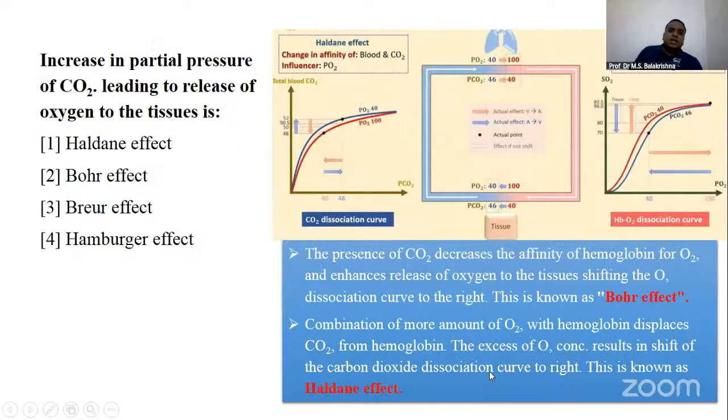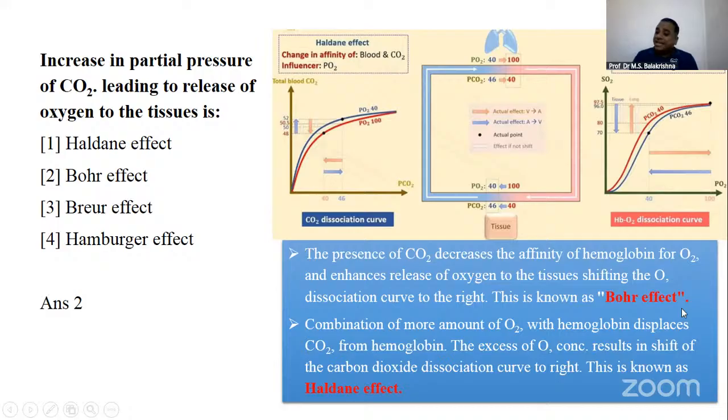Next question. Increase in partial pressure of carbon dioxide leading to release of oxygen to the tissues. Increase in PCO2, and because of which oxygen is released, like your school friend, your college friend, you are kicking out. So that is your Bohr effect. The presence of carbon dioxide decreases the affinity of hemoglobin for oxygen, and that is called the Bohr effect.